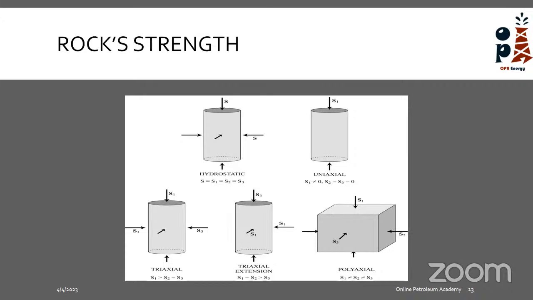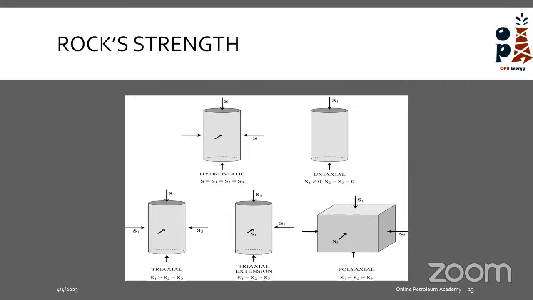Okay. And this stress, we record it and we call it UCS, uniaxial compressive strength, or unconfined compressive strength. And this is very important because by knowing the UCS of different rocks, we can say which rock is stronger than the other. And as UCS increases, it means the rock is stronger.